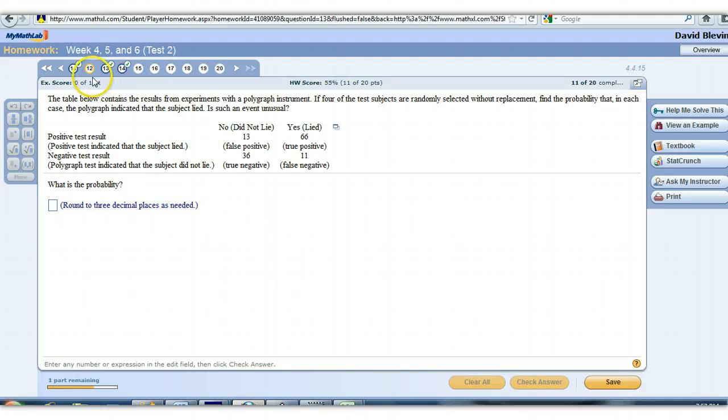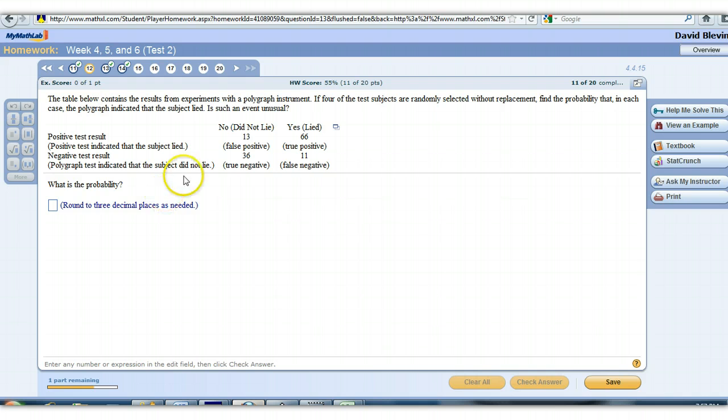Alright, this is just some more table problems. This is question 4 on week 4, 5, 6. So we got this table problem that gives us results of a polygraph test. So it's really important that you understand how to read these tables.